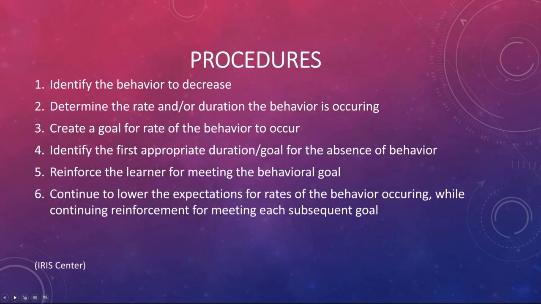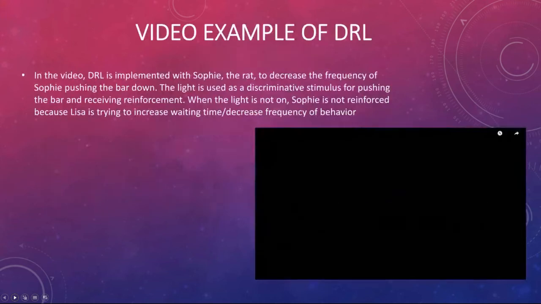The procedures for implementing DRL would be first to identify the behavior to decrease, then determine the rate or the duration that the behavior is occurring, create a goal for the rate of behavior, and identify the first appropriate duration or goal for the absence of that behavior. Then you reinforce the learner for meeting that behavioral goal and continue to lower the expectations for rates of the behavior occurring, while continuing to reinforce meeting each goal as well. That way you're fading that out a little bit more.